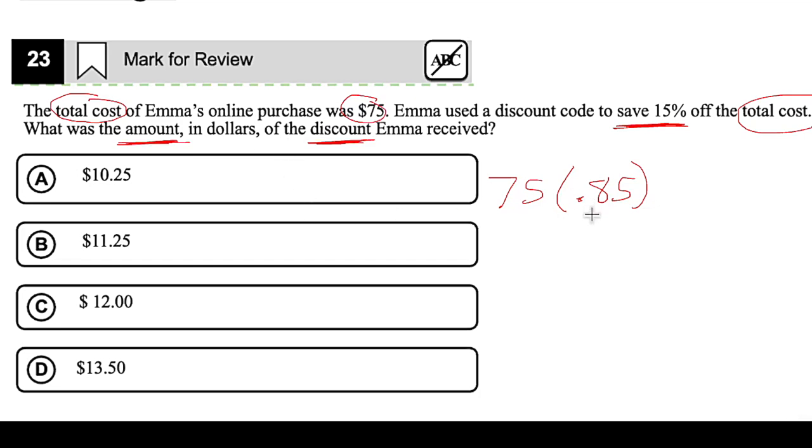But remember, we're not looking for what she paid. We're looking for the discount. So we actually just want to multiply by that 15%, which is 0.15. Throw that into Desmos if you want, and we get 11.25 as our answer, which is B.